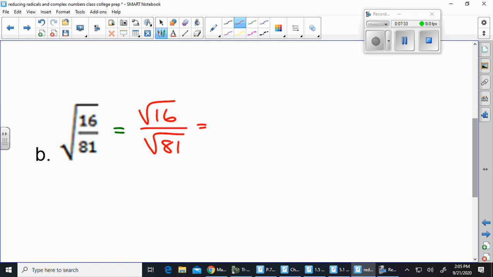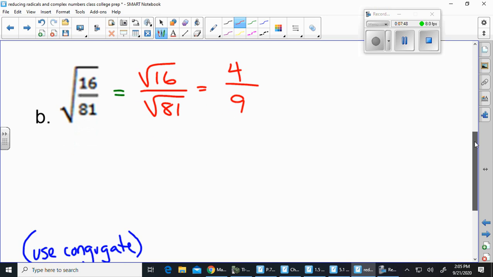Square root of 16 over square root of 81. Do the square. If they're perfect squares, you know their square roots. Square root of 16 is 4. Square root of 81 is 9. You are done.